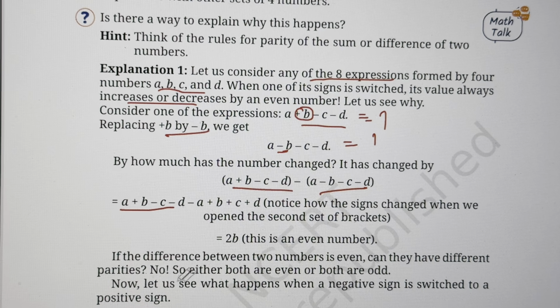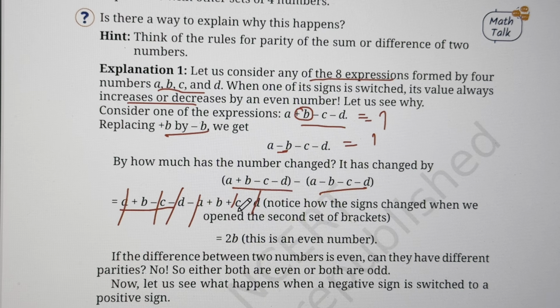Now what will happen? You can see plus A minus A gets cancelled. Minus C plus C gets cancelled. Minus D plus D gets cancelled. What we are left with is B plus B, which is 2B. So you get an even number. If the difference between two numbers is even, can they have different parities? No, either both are even or both are odd. Correct? That is what I just explained.